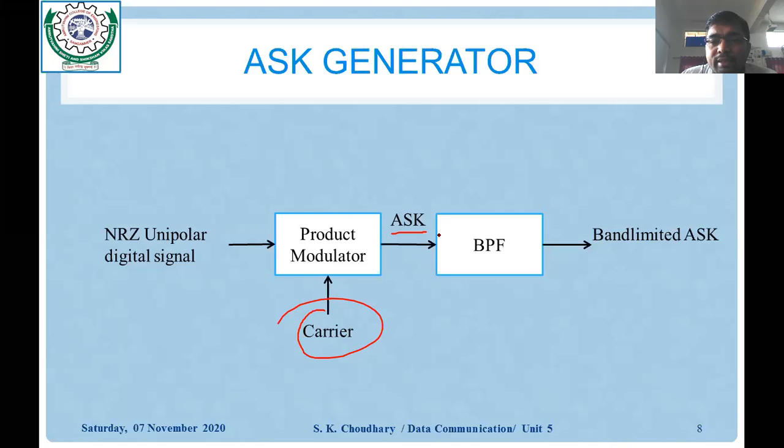Okay. And this ASK signal would pass through the band pass filter for band limited ASK. It is not compulsory, but for band limited ASK we have to pass it through the band pass filter. Okay. So in this way we generate the ASK signal. This is the basic block diagram of the ASK generator. Okay. Now I hope all of you have drawn this diagram. It is very simple.